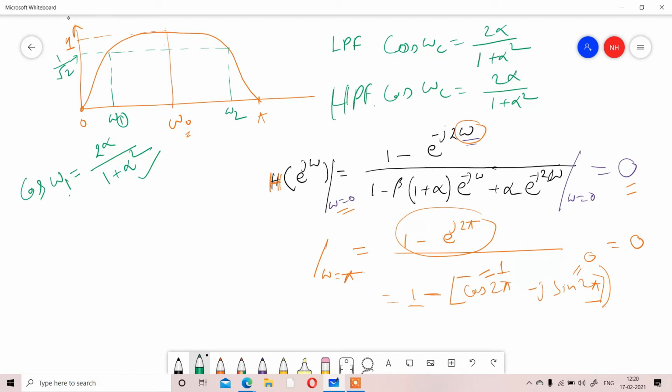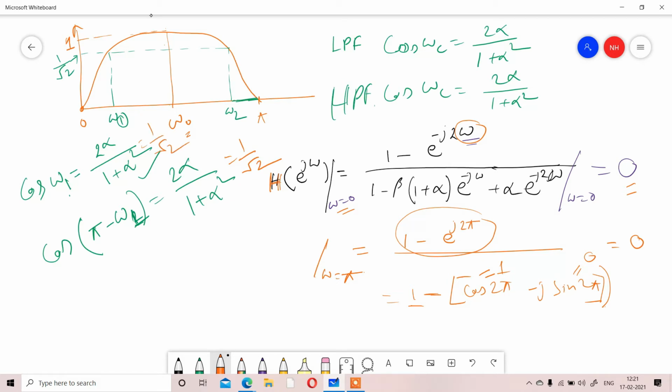The second omega 2 value will also be cos of pi minus omega 2 equal to 2 alpha by 1 plus alpha square, or simply omega 2 will be pi minus omega 1. Okay, so that will be your cutoff frequencies. So obviously the bandwidth will be omega 2 minus omega 1, and at the cutoff the magnitude value will be 1 by root 2.